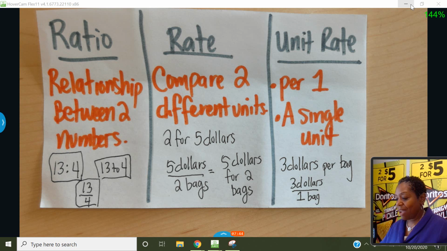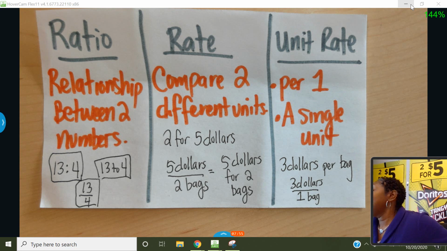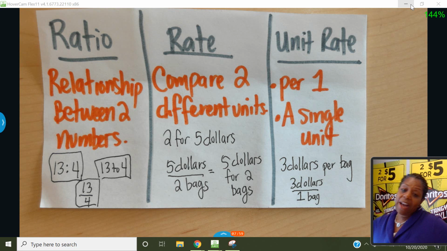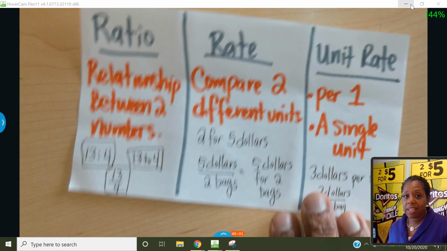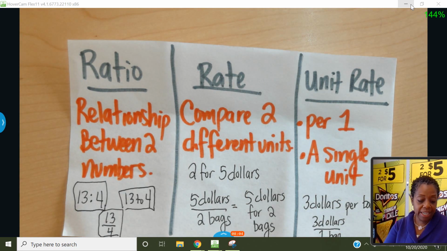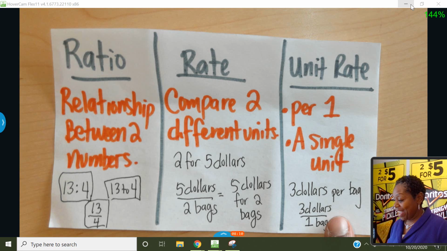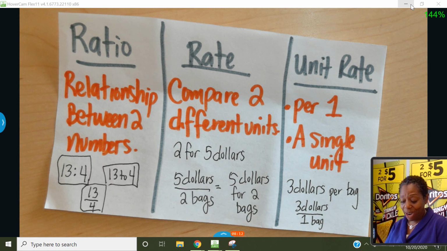The next thing I want to do is a flashcard sort, just really quick, you all. I'm going to hold up some flashcards, and I want you all to tell me whether it's a rate or a unit rate. Remember, a unit rate is per 1 single unit. So that's what you can look for.